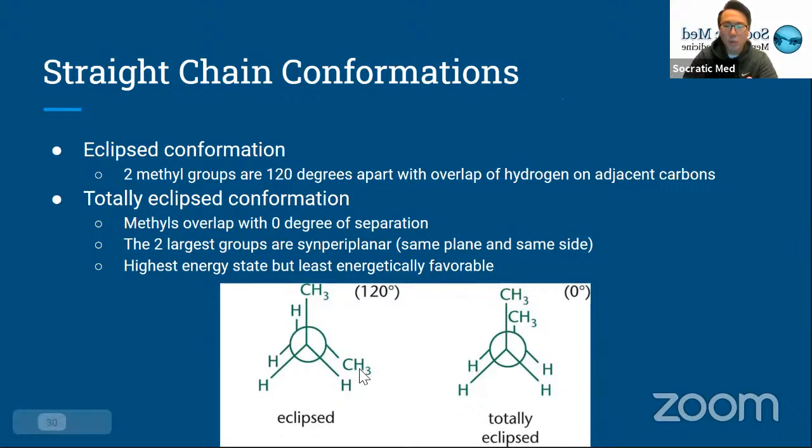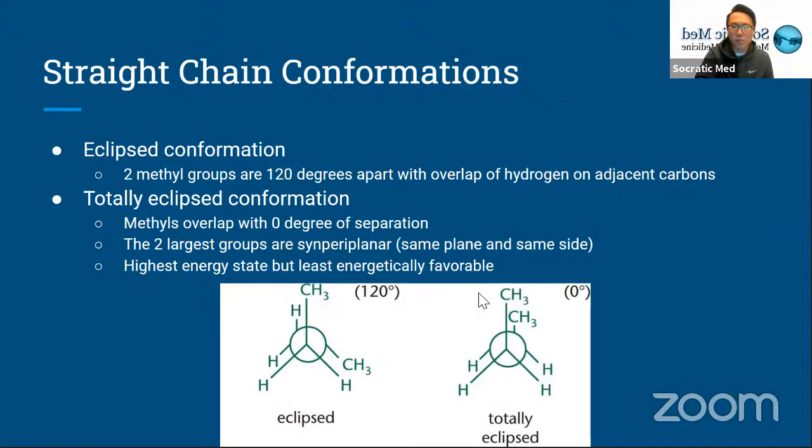This is more favorable than what is called totally eclipsed. This is when the methyl groups are directly on top of each other. There's 0-degree separation between them. This has the highest energy state because of the strain caused by the two methyl groups being right on top of each other. It's energetically unfavorable because of how much strain there is on the molecule. It's not favorable because of that.